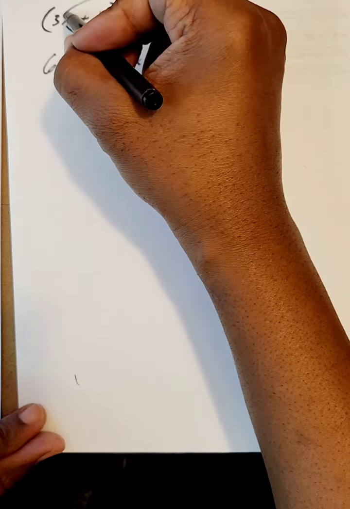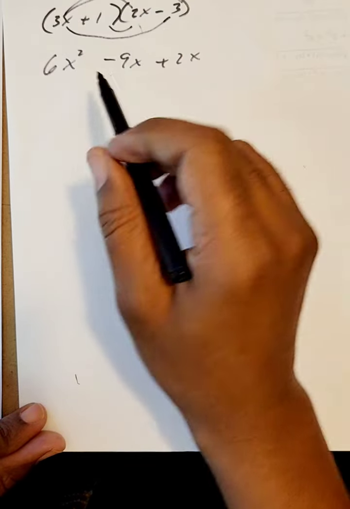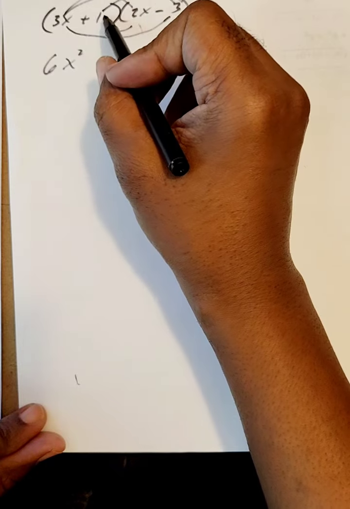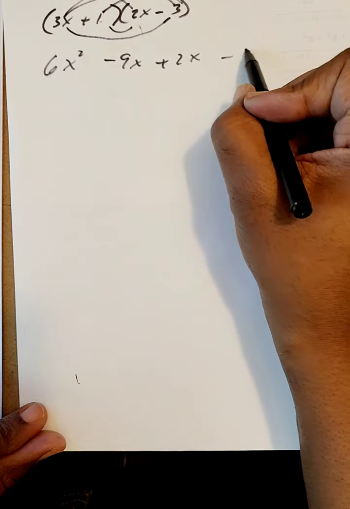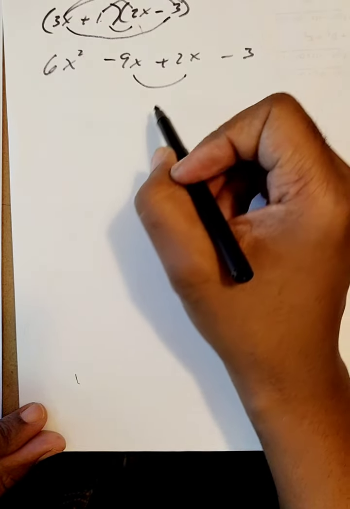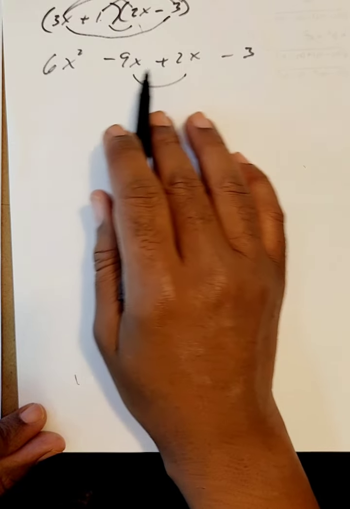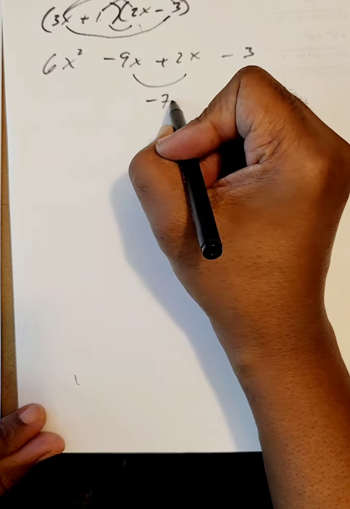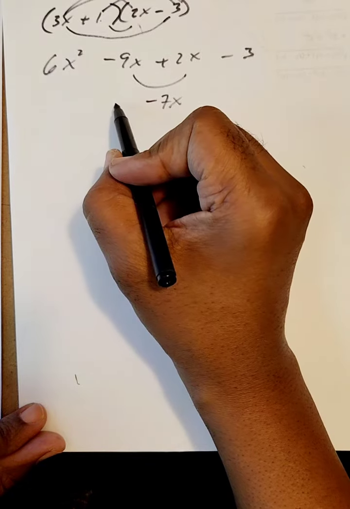And finally we multiply the last together. I'm sorry, here's the last. 1 times negative 3, which is negative 3. Then we combine these two to get a negative 7x, and these two came down.